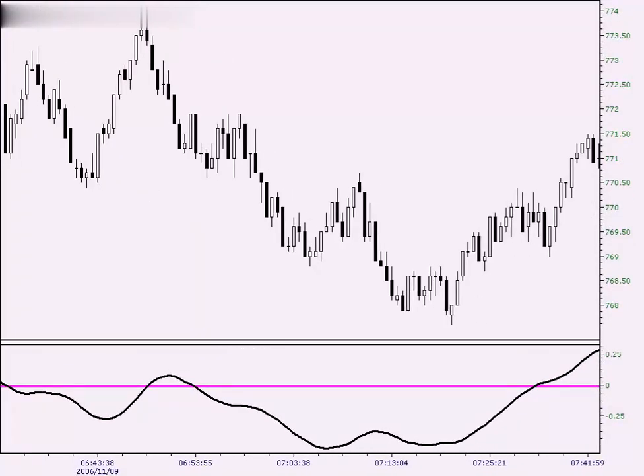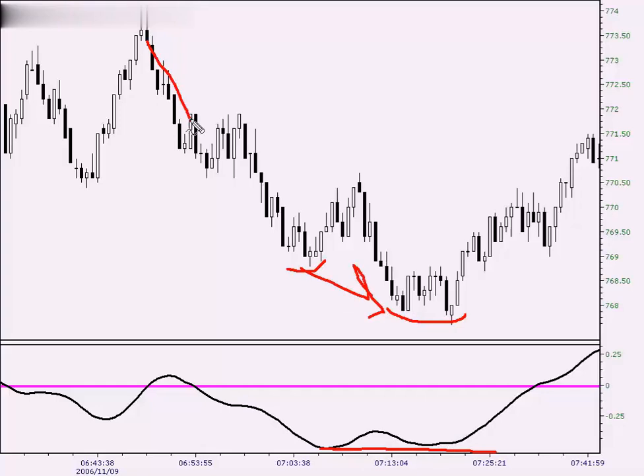Once again, a little divergence there. See, this is really for those who do want to trade reversals. This is your tool. Right here, a little bit of divergence. Big difference in price and the lows in price, a little difference in momentum.